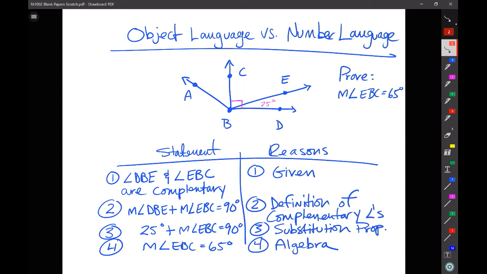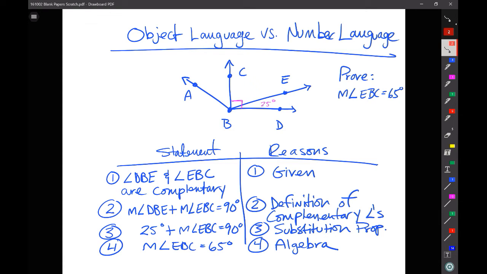So in these proofs that you're working on in geometry, there's going to be a lot of jumping from object language to math language or number language, and then eventually we'll probably end up jumping back to object language as well, as you'll see in these proofs. Really important that you try to grab this concept. If it's not making sense, come see me and I will try to help you with it.